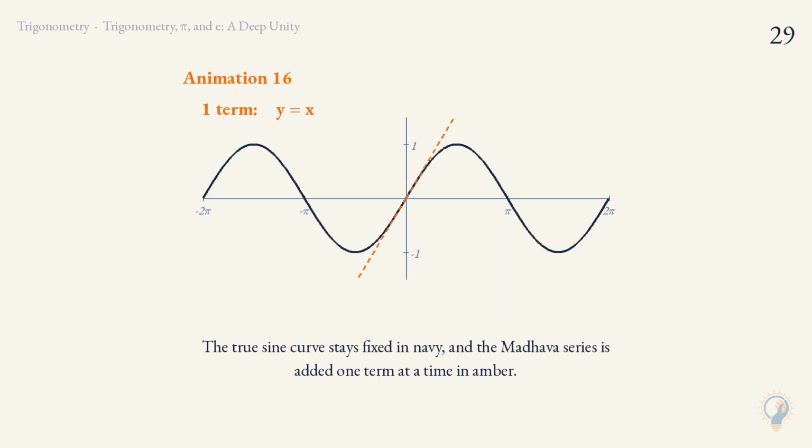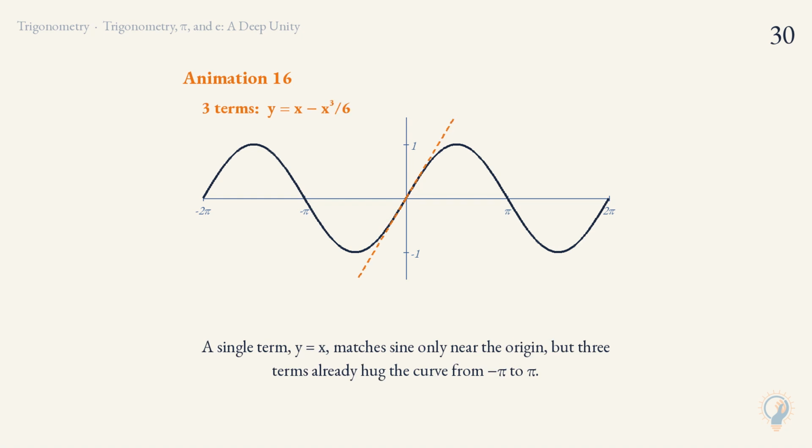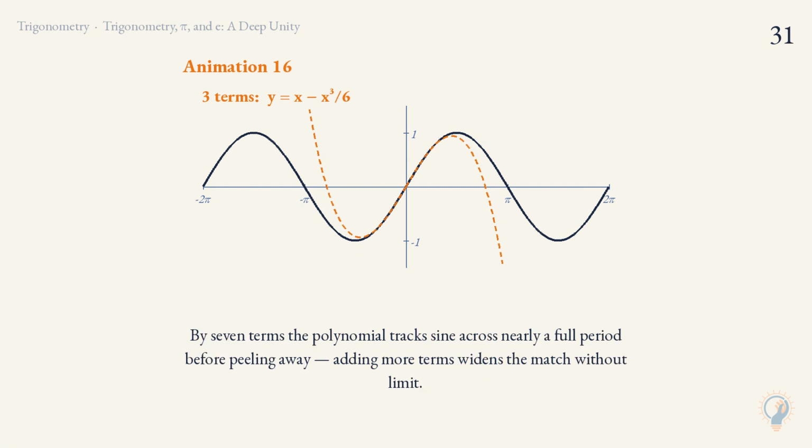Animation 16. The true sine curve stays fixed in navy, and the Madhava series is added one term at a time in amber. A single term, y equals x, matches sine only near the origin, but 3 terms already hug the curve from negative pi to pi. By 7 terms, the polynomial tracks sine across nearly a full period before peeling away. Adding more terms widens the match without limit.